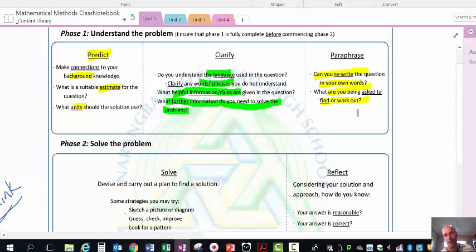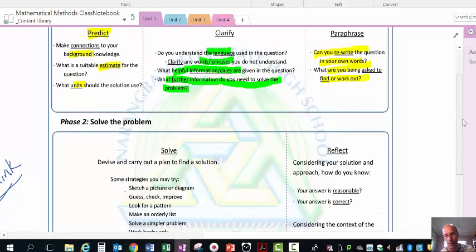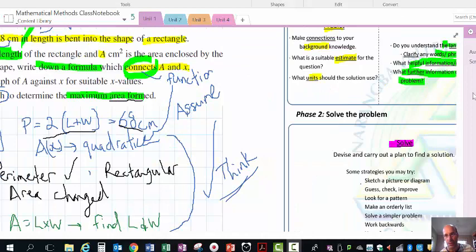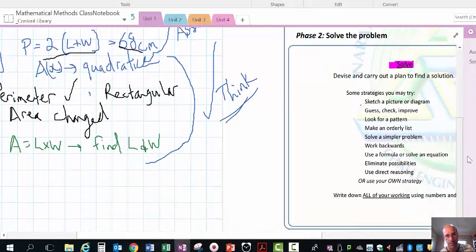Do I understand what I've been asked to do and find out? Well, yes, because I just explained it in my own words. You need to be able to do that, or you don't know what you're even chasing, and it's just a bit of a joke. So you don't want to go through that sort of scenario. Before we get to solve, we need to think it out. And I think we're just about ready to solve here. So we pretty much understand the problem.